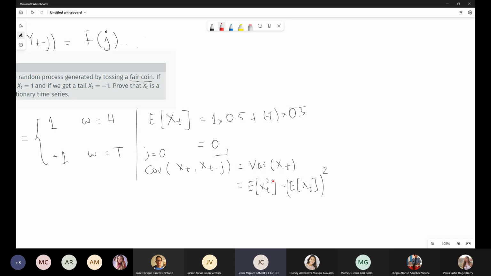Junior Minelli. ¿No sería 0 el segundo? 0.